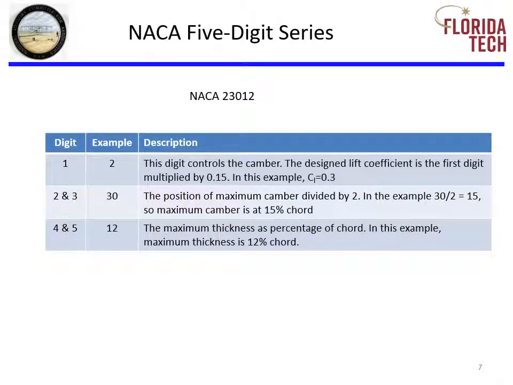The 5-digit series has the same thickness distribution as the 4-digit series, but is based upon a mean camber line defined by a cubic in the forward part of the airfoil, which becomes tangent either to a straight line or to an inverted cubic that forms the aft portion. The first digit indicates the amount of camber in terms of the relative magnitude of the design lift coefficient. Now, we haven't defined lift coefficient yet, but we'll just consider it a design parameter at this point.